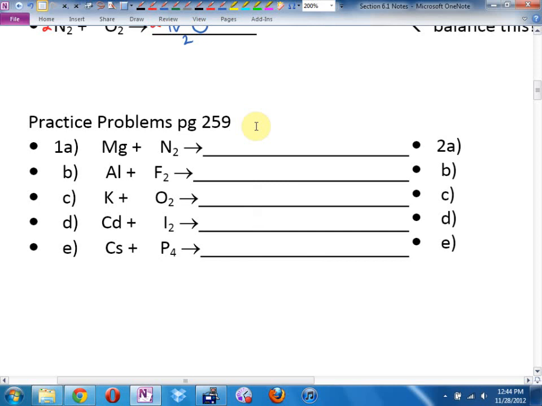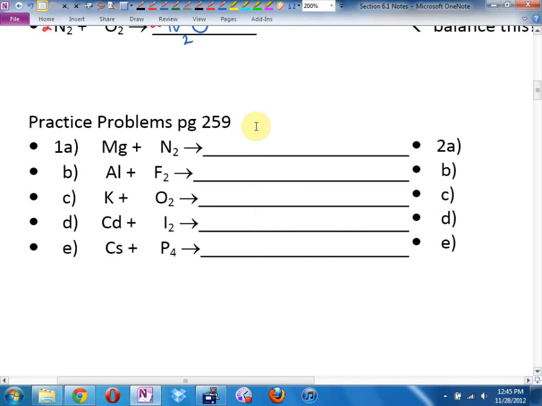On page 259, number 1 is simply saying, complete and balance the following synthesis combination reactions. So the magnesium and the nitrogen are going to combine. Make sure you crisscross properly, then balance. The aluminum and the fluorine are going to combine. Make sure you crisscross properly, then balance. The potassium and the oxygen are going to combine. Make sure you crisscross properly, then balance. The same for D, the same for E.